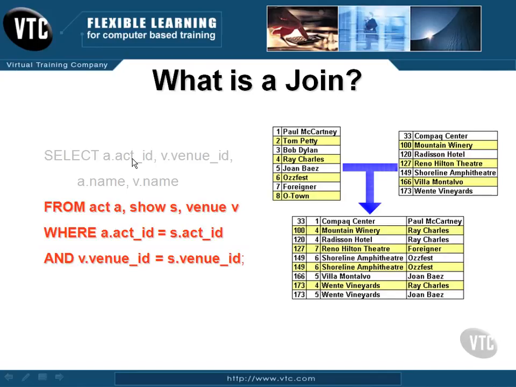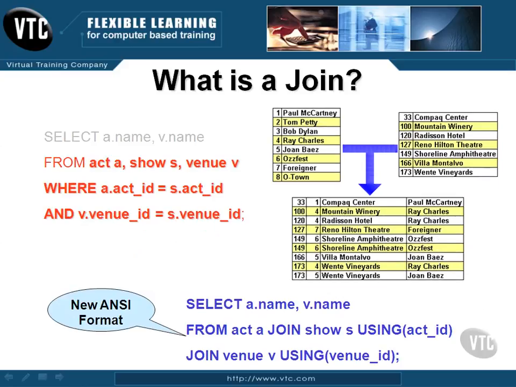This query actually has the ACT ID and the venue ID first, in alphabetical order: ACT venue, ACT venue. In reality, the result down here is actually venue ID, ACT ID, venue name, ACT name.